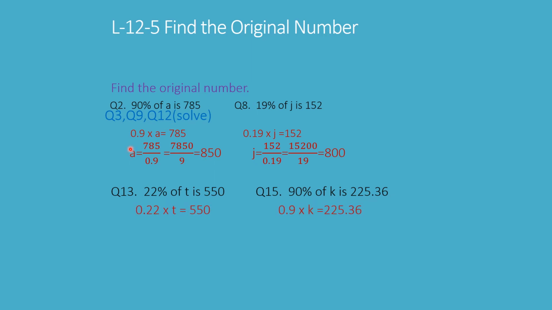Then you divide both sides by 0.9. Then A is equal to this. Then multiplied by 10, it will be in whole numbers. What is the answer? You multiply with long division. This one is 850.